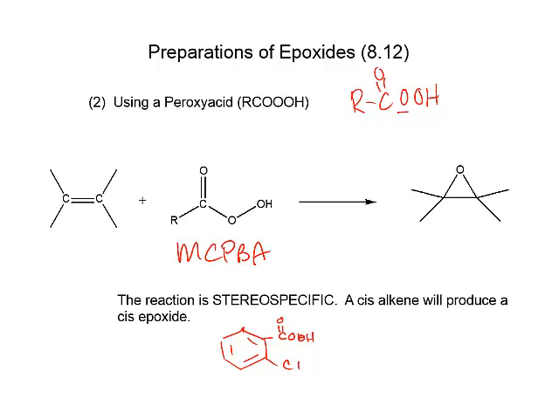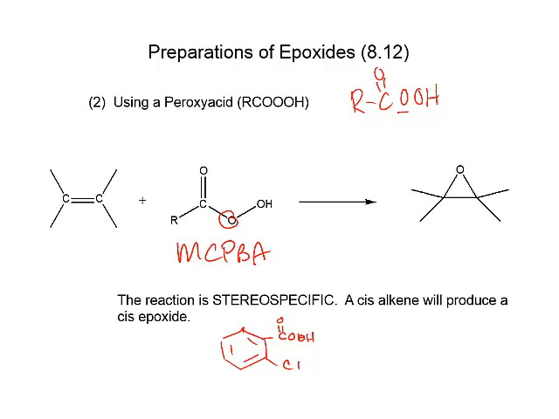Okay. And so what happens is that the oxygen of the peroxy acid is bonded simultaneously to the two carbons in the double bond to make the epoxide. So it kind of just sits on top, forms the two bonds simultaneously.